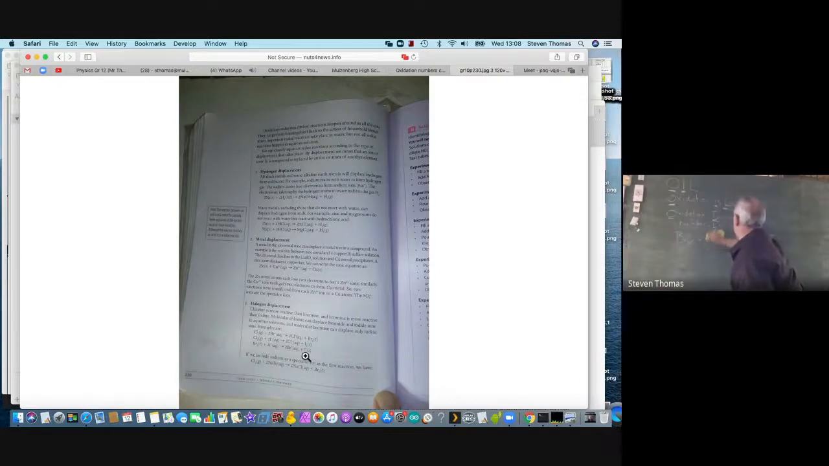Let's just put here zinc iodide. Goes to form ZnBr2. They haven't included something here. This is an incomplete reaction. So let's just complete it for you.